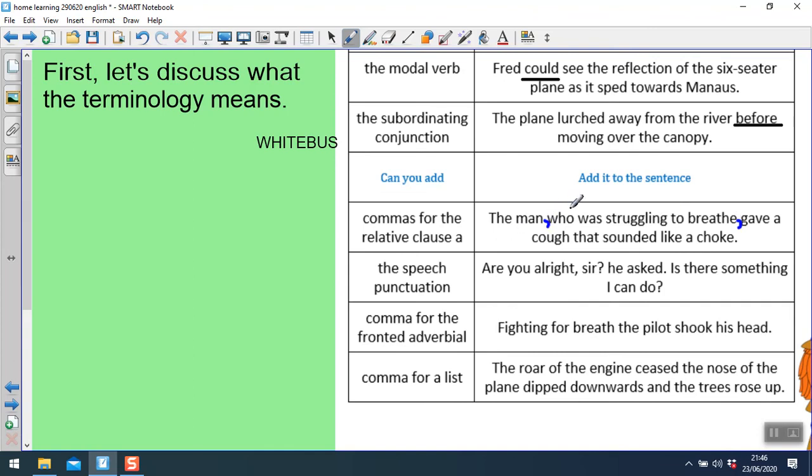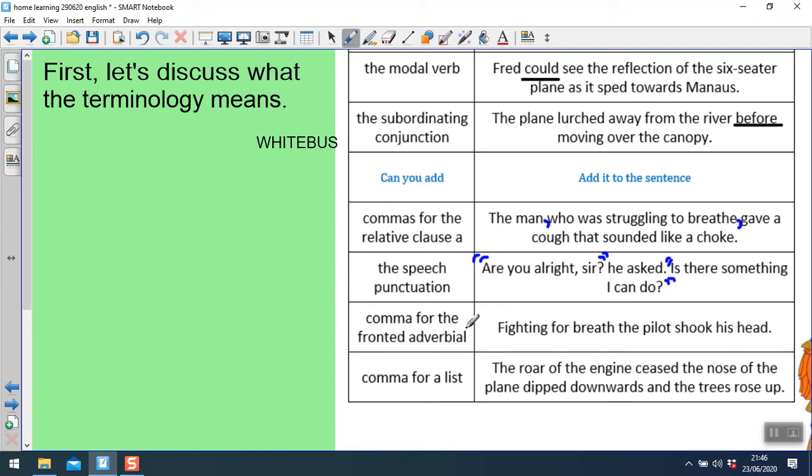And who is our relative pronoun? And a relative clause always starts with a relative pronoun. The speech punctuation. Are you alright, sir? He asked. Is there something I can do? So he's speaking right from the beginning. He stops speaking here, so we close them after the question mark. And then he carries on speaking, so we open them again, and then we close them after the question mark.